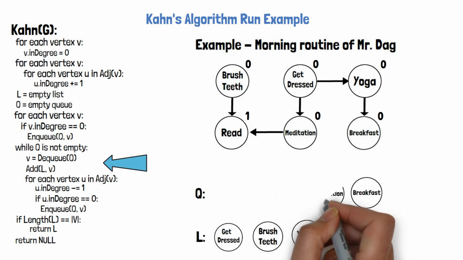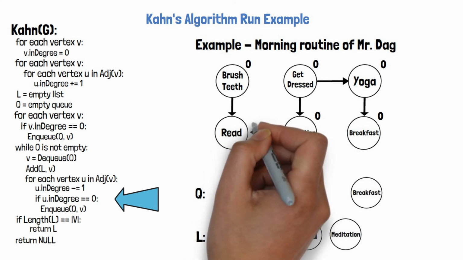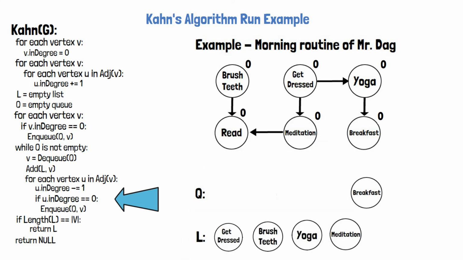And we now dequeue meditation and add it to the topological sort. Meditation has only one neighbor, which is read. We reduce read's in degree, and now it becomes 0, so we add it to the Q.